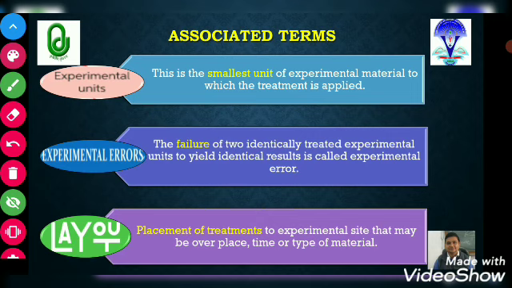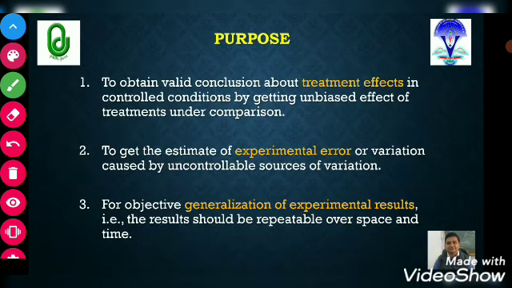Now the next: what are the purposes of design of experiments? By this you have already understood the purpose of design of experiment. I will just be reading it here. The first purpose is to obtain a valid conclusion. So valid: how do you determine whether your conclusion is valid or not?